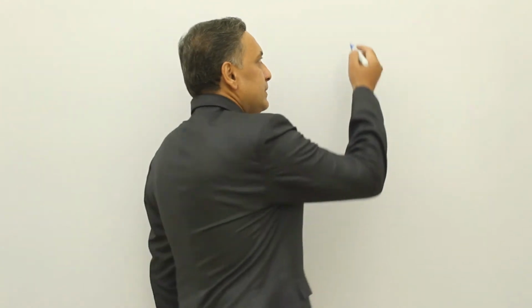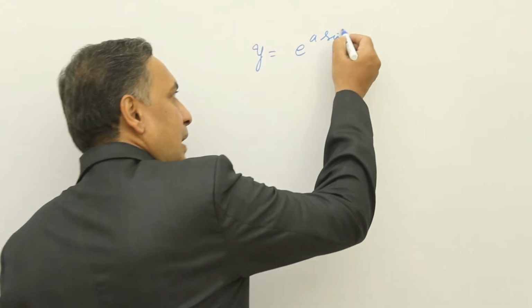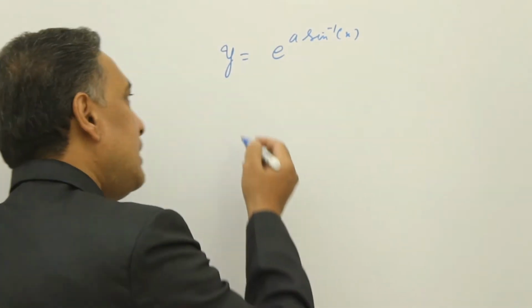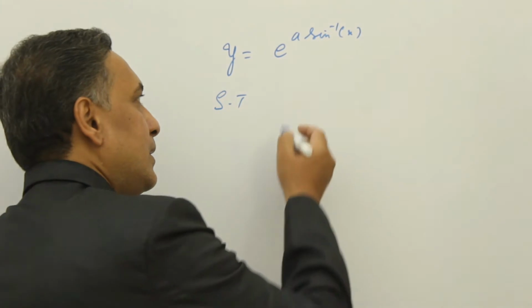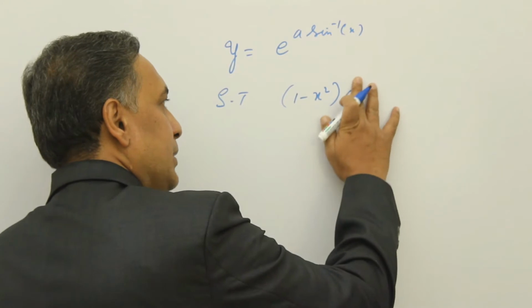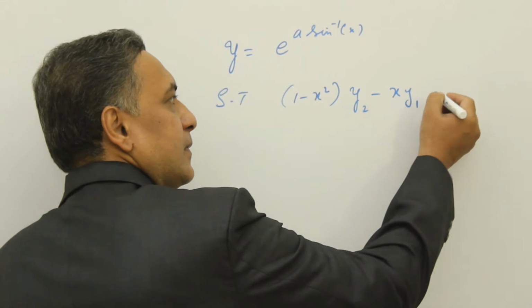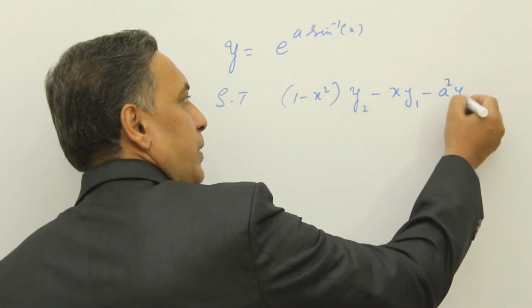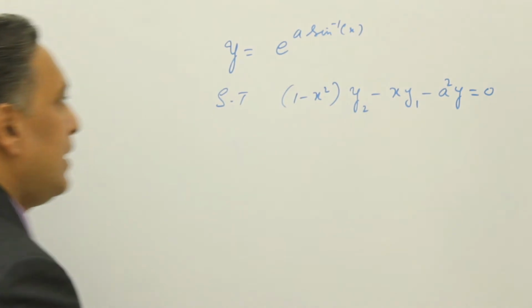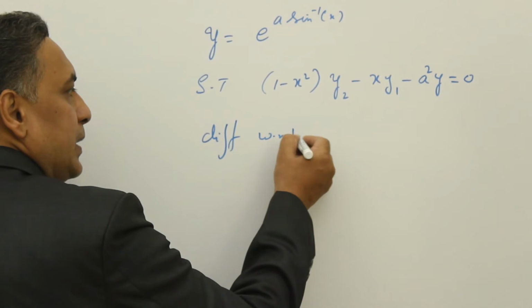Example 3, again the proving type on successive differentiation. Y equals e to the power a sine inverse x. Show that (1 minus x squared) into y2 minus x y1 minus a squared y equals 0. Okay, again take the given equation and differentiate with respect to x.